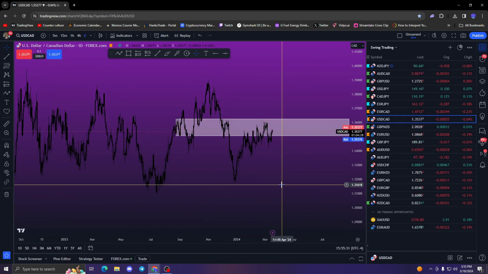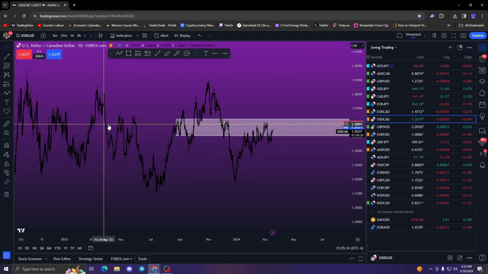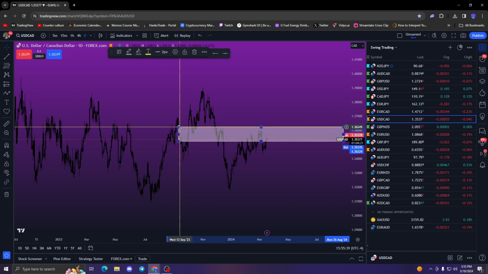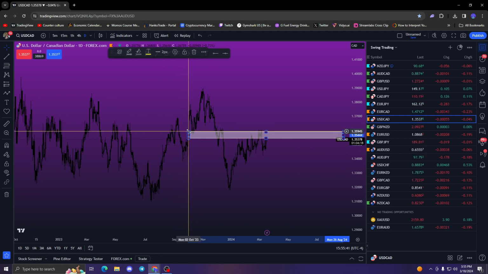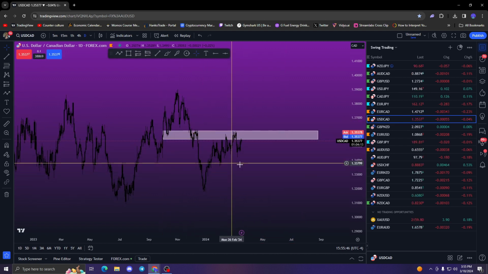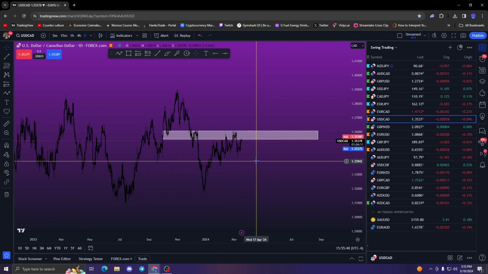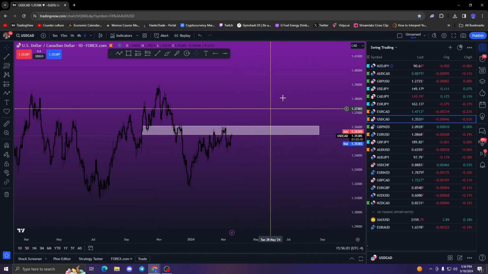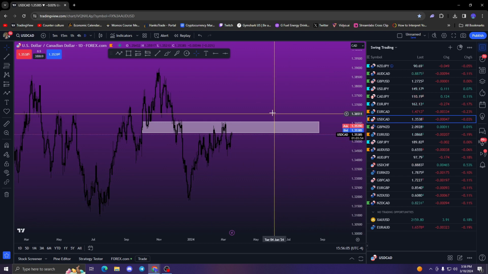Daily. I don't know why I have this zone so huge, but I do. I guess you can just make the zone a bit smaller. Well, that looks a bit better. On the daily, this doesn't exactly look the clearest to me. If I had to just guess, I'd rather take sells than buys. But who knows? You could take buys and it could work out.